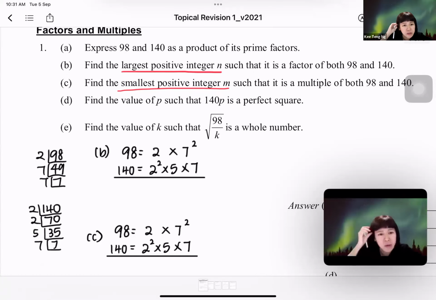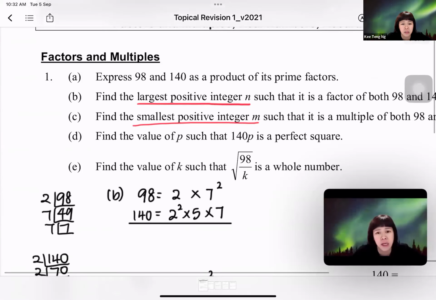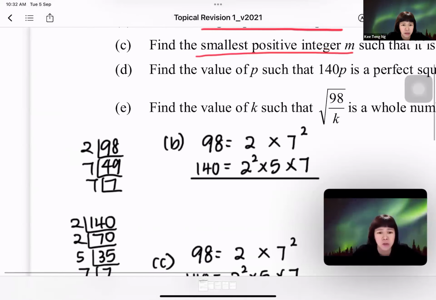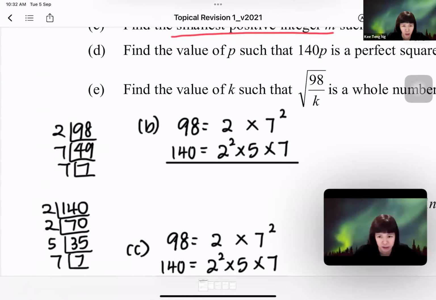Right, let's begin with the first question. Express 98 and 140 as a product of its prime factors. So what are we supposed to do when we are supposed to express something as a product of prime factors? We have to do prime factorization. So I'll take 98, I'll divide by my prime factors. What are my prime factors? Anyone remember what are our prime factors?